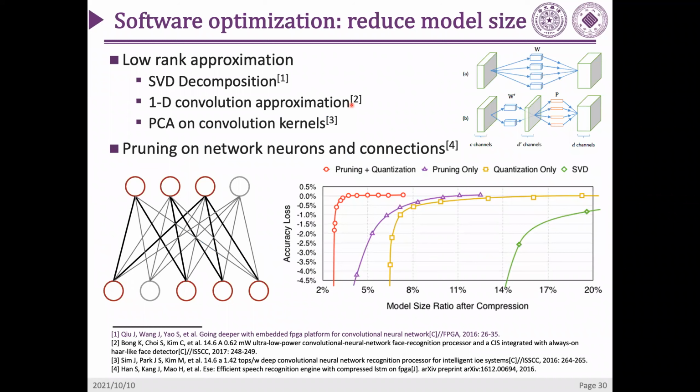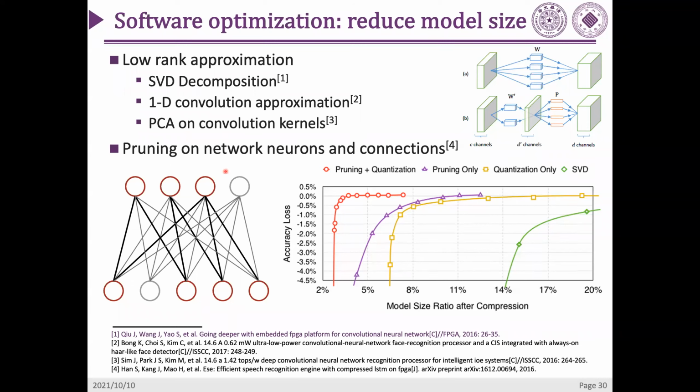And the other part is to reduce the model size. At the very beginning, people tried to, because neural nets are matrix and vector multiplication, use low-rank approximation technologies such as SVD decomposition. This is a typical SVD decomposition to bring one big matrix into two matrices, and 1D convolution approximation, or PCA. These are all matrix technologies.